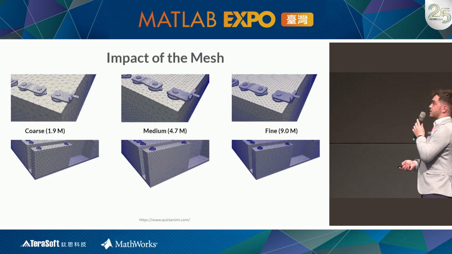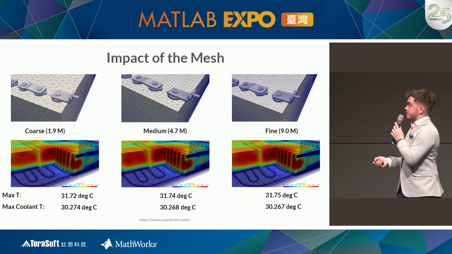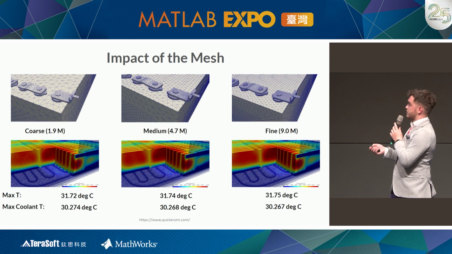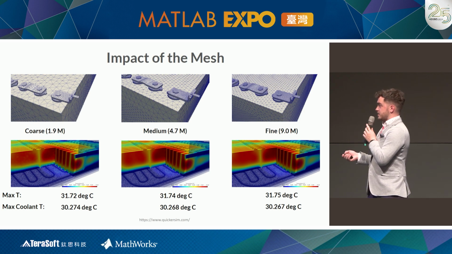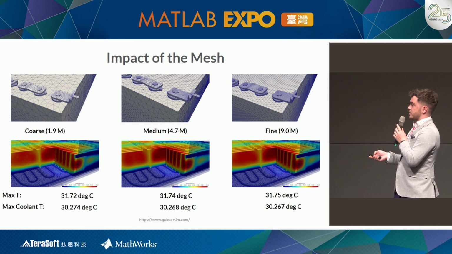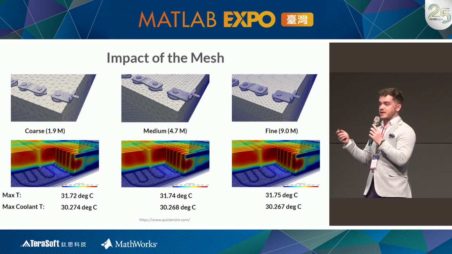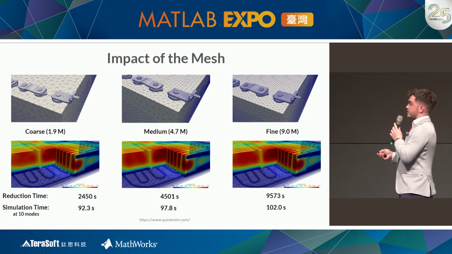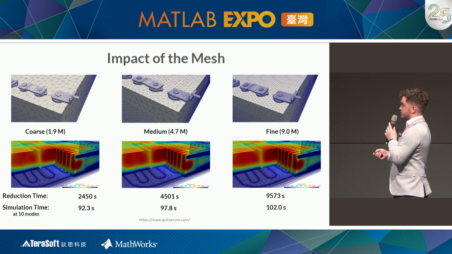So now let's get to the impact of the mesh on our simulations. We have 3 meshes: one coarse, around 1.9 million elements, then medium at 4.7 million, and very fine at 9 million elements. You can see the impact of the mesh is not very big on the results, because we don't solve with the mesh, we solve in the eigenvalue space. But the reduction time is much bigger for the finer mesh. However, the simulation time is quite steady.